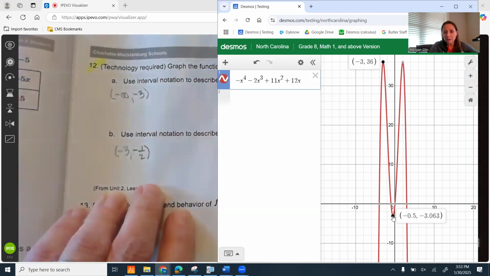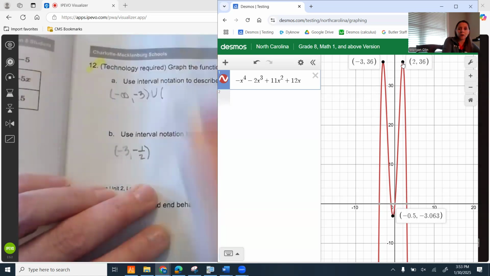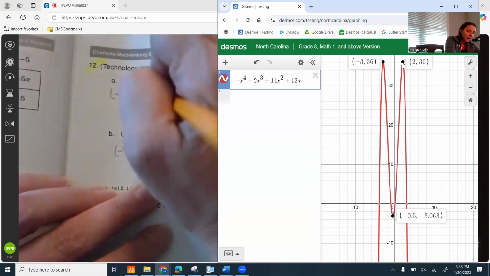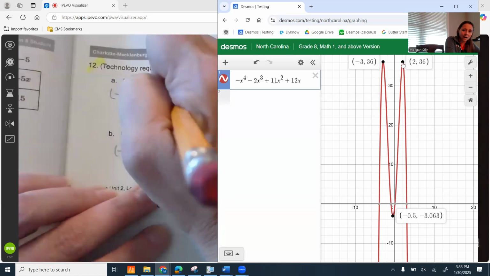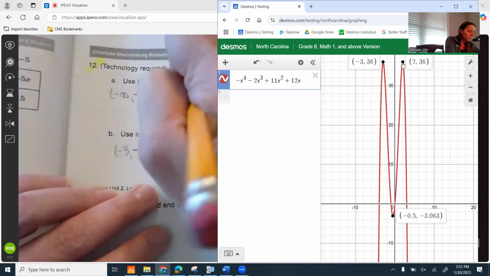And then after this point right here, I start to increase because I keep going up. All the way to that maximum. So I'm going to put a U because I have a second part that's going up. So it's from the X value of -1/2, all the way to the X value of 2.